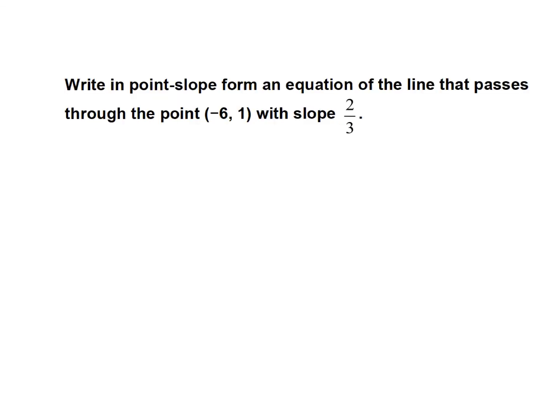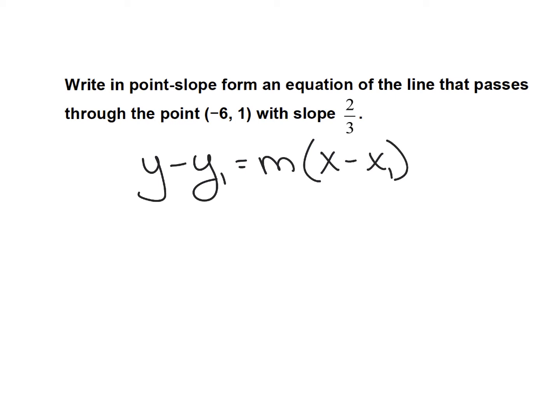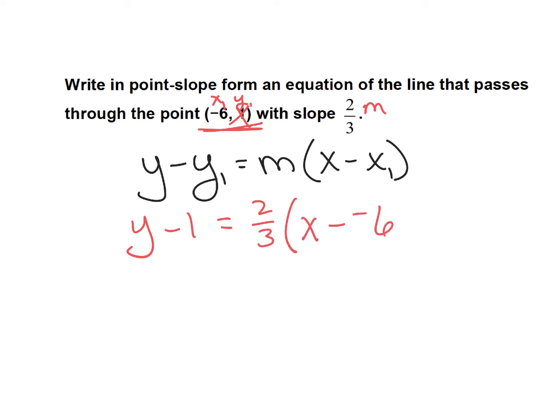So here we go. We're going to use point slope form. So y minus y1 equals m times x minus x1. Our point that they give us is x1 and y1. And of course, our slope is m. So all we're going to do is plug things in. Y minus our 1. I'm going to cross it off so I know I used it. Our slope is 2/3 times x minus, and I'm going to put in a negative 6. So I used slope and I used x1.